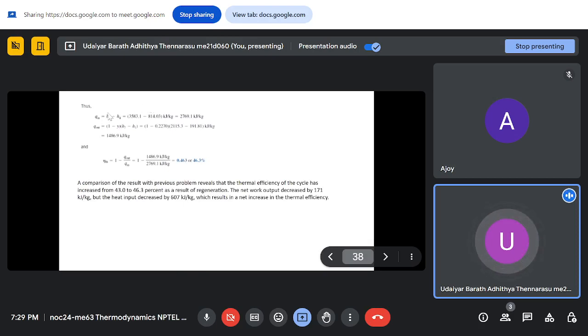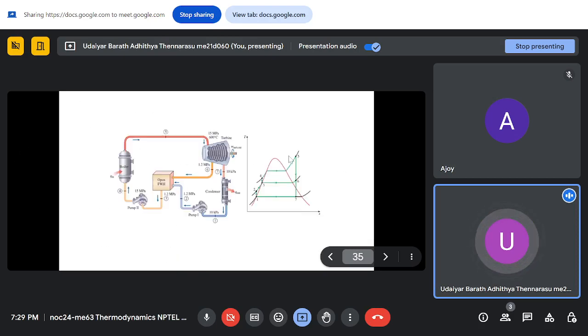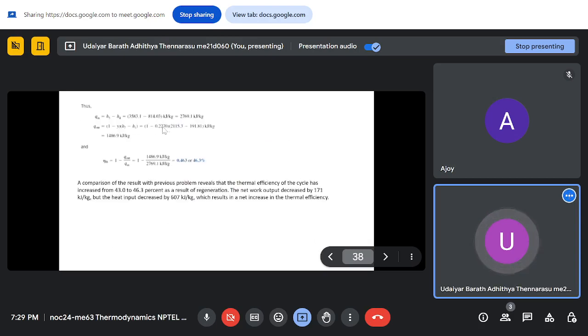So next we will find out how much amount of heat is added and how much amount of heat is rejected. So Qin is H5 minus H4, and heat rejected is H7 minus H1. So H5 minus H4 into 1 will give me heat added as 2769.1 kilojoule per kg.